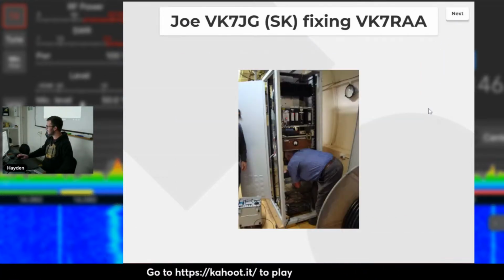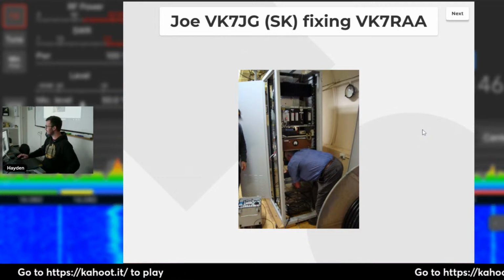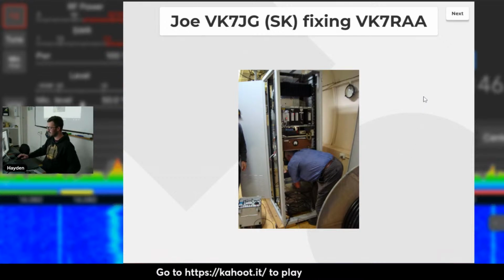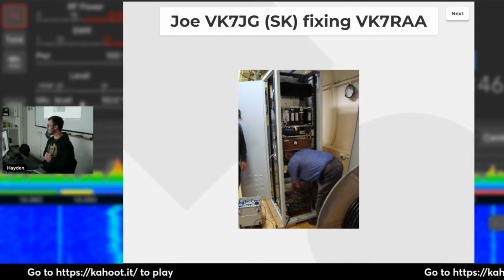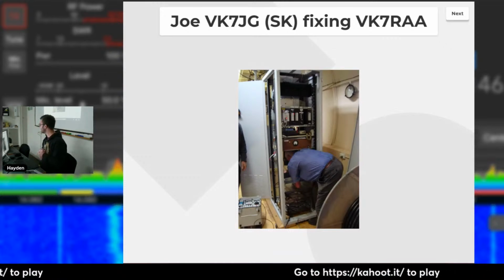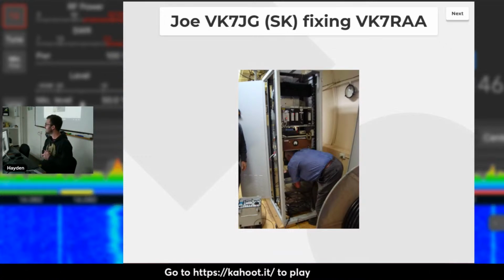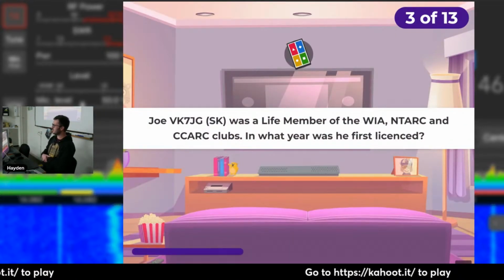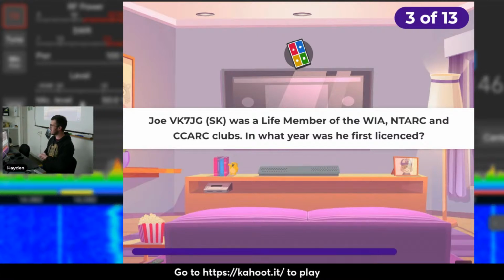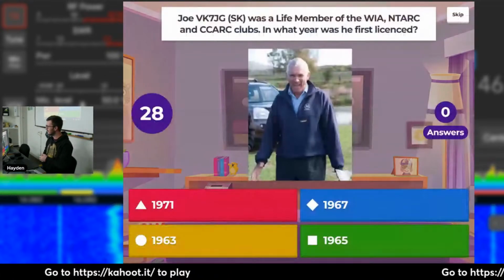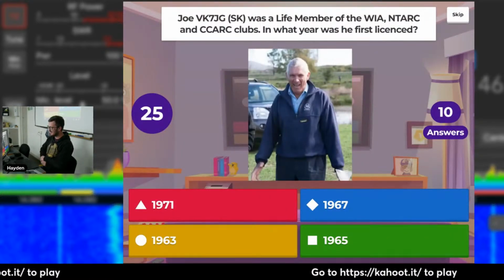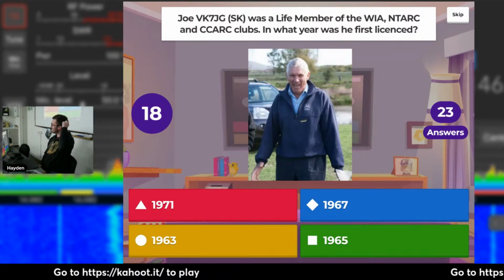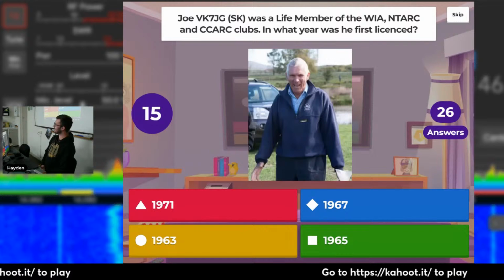All right, everyone ready? So this is Joe, VK7JG. Unfortunately, silent key, fixing VK7RAA there in the rack. That's one of my most favourite photos of Joe. Joe was a well-known amateur in VK7 who passed away in 2017, well-known in Launceston. So the first question is, Joe VK7JG was a life member of the WIA, NTARC and CCARC clubs. In what year was he first licensed? 1971, 1967, 1963, or 1965? If you know Joe, then you'll know the answer to this question. If not, just guess.